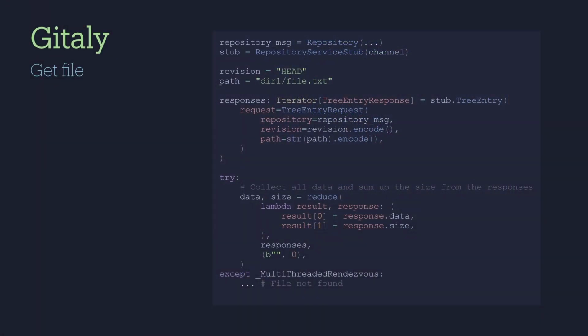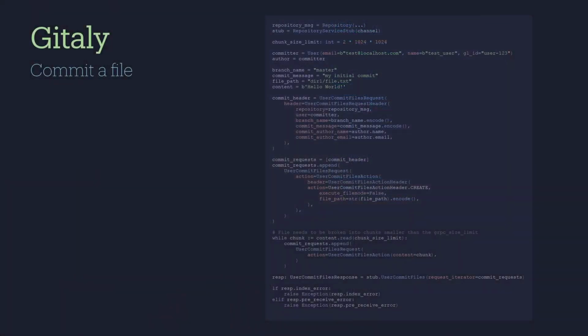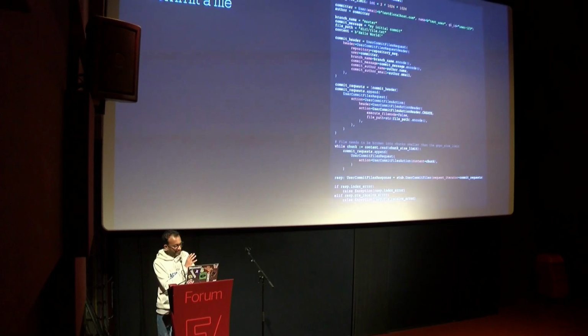When you want to get a file, it's a little bit more complicated. You can invoke this tree entry RPC, and you will get an iterator over the file data chunks. Stepping it up a little notch, this is how you commit something. You don't have to read through it. I'm not going to explain it either. But when you want to do more sophisticated stuff, like commit, get file tree, or move a file, etc., the Gitaly interface becomes much more complicated.